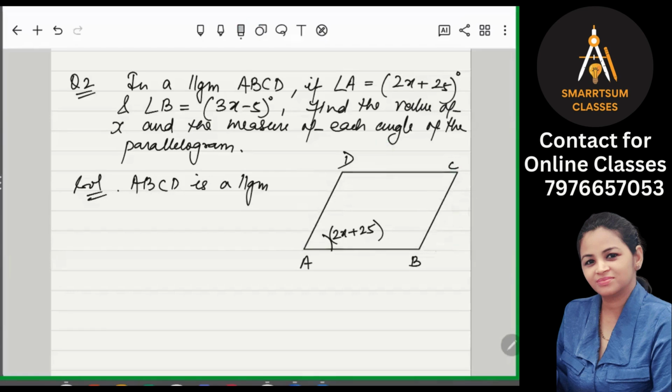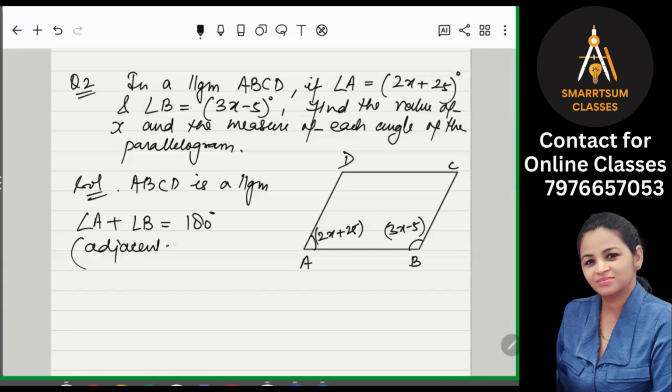Okay. So now you have to find the value of x first. This is 2x plus 25. And this is 3x minus 5 degree. Okay. So since angle A and angle B are what type of angles? These are the adjacent angles which are supplementary. Yes or no? Right? So angle A plus angle B is equal to 180 degree. Why? These are adjacent angles. Adjacent angles are supplementary for a parallelogram. Okay, so their sum is always 180 degree, right?